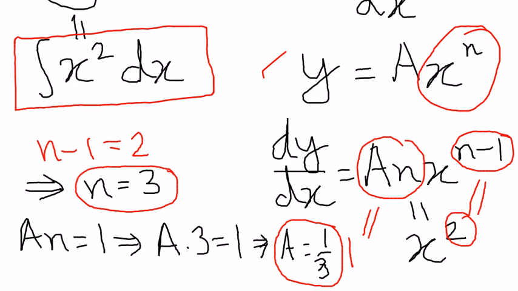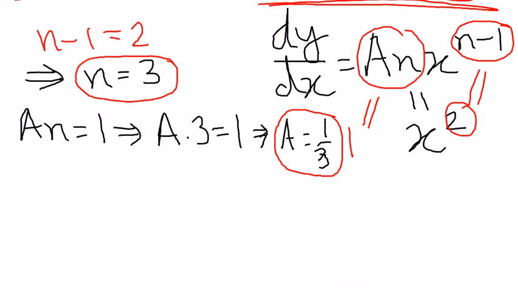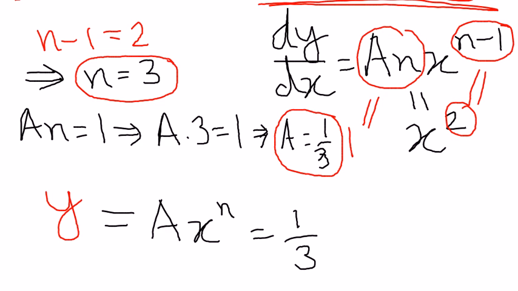So that means we can now look here, and we have already found our y. So y is equal to a times x to the n, which is 1/3 times x cubed, or x cubed over 3.